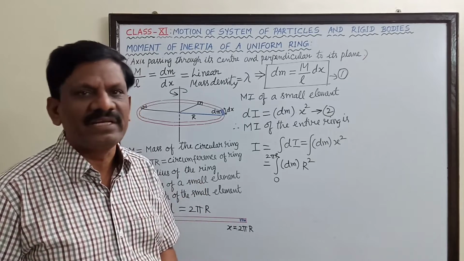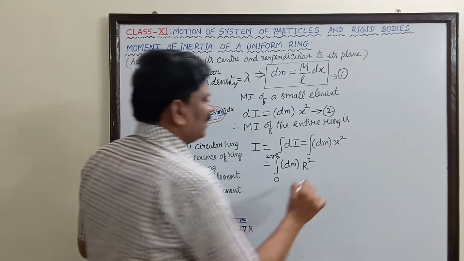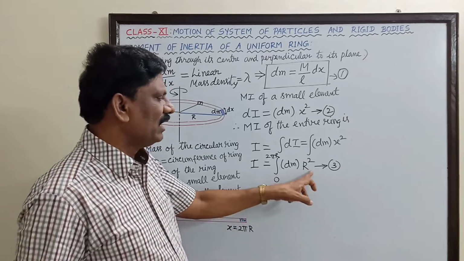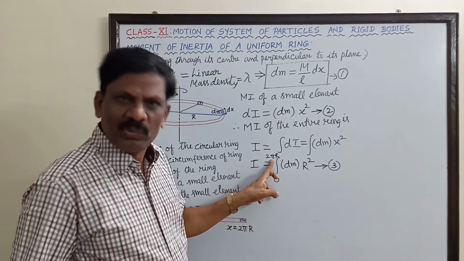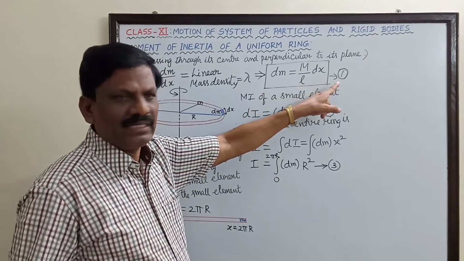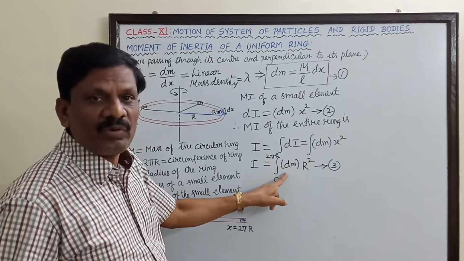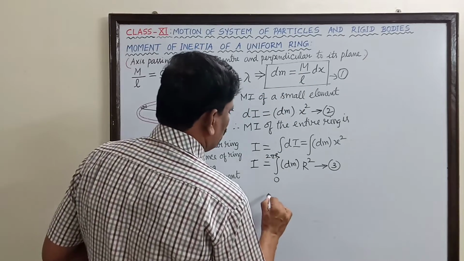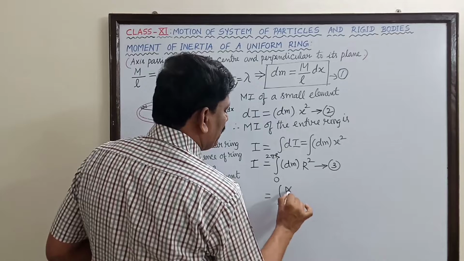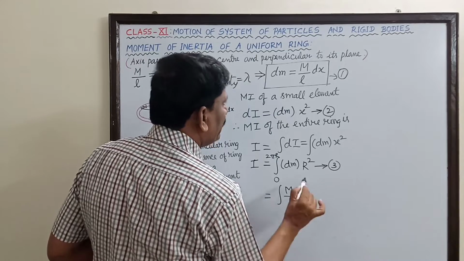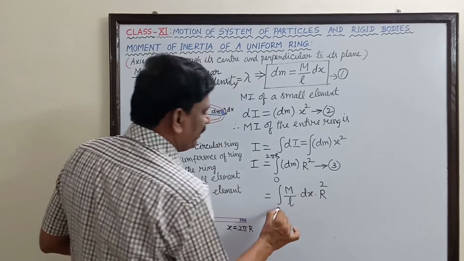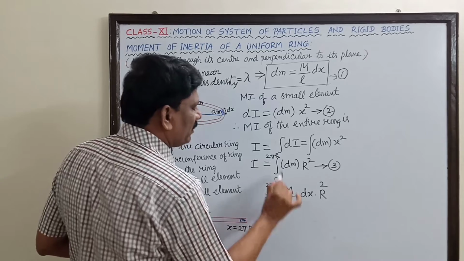That is only called integration. Now this is equation 3. So I is now equal to integral of dm into r square between the limits 0 to 2 pi r. Now in place of dm, what I am going to substitute is equation 1. So dm is equal to m by l into dx, I am going to substitute here. So now this is equal to integral of m by l into dx into r square, between the limits 0 to 2 pi r.